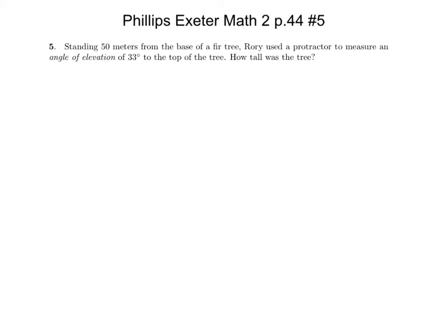Okay, so this was page 44 last night, number 5. Standing 50 meters from the base of a fir tree, Rory used a protractor to measure the angle of elevation of 33 degrees to the top of the tree. How tall was the tree? Okay, so the first question, we have angle of elevation there in italicized.